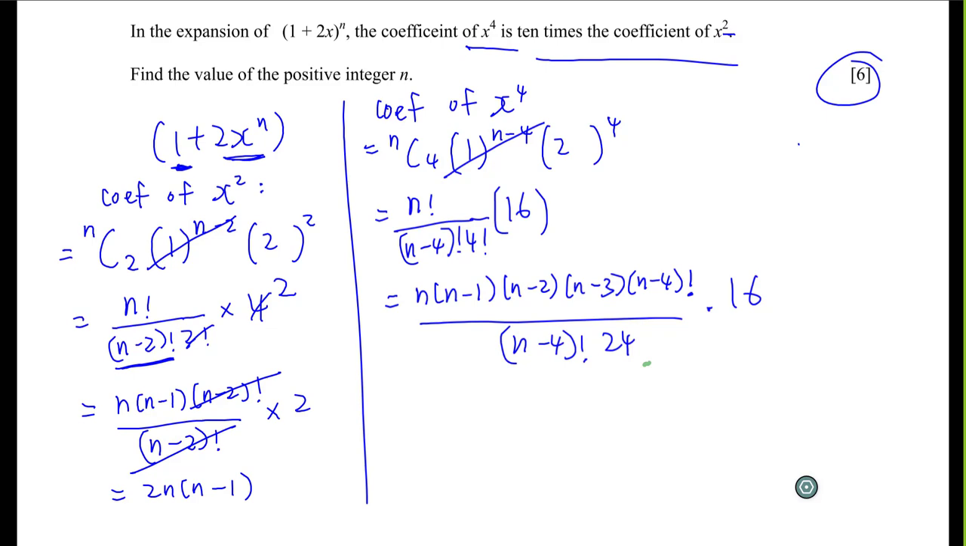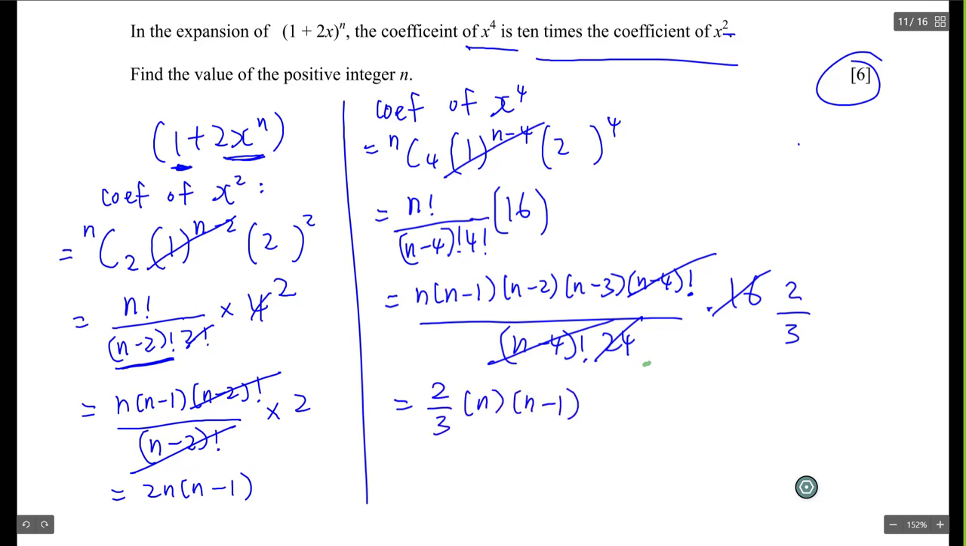Then 16 and 24 we can simplify, become 2 over 3, right? Because divide by 8. n minus 4 factorial, n minus 4 factorial, I will simplify. Then I have 2 over 3 and n minus 1, n minus 2. And you realize I didn't expand them, I didn't multiply it because I know later I can simplify it by cutting it out. So I prefer to leave it in this pattern.